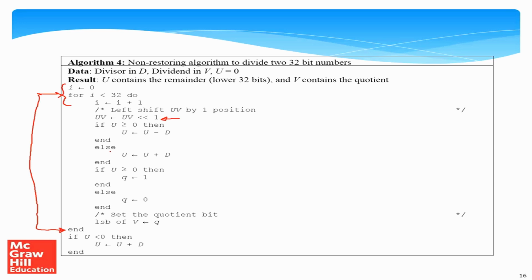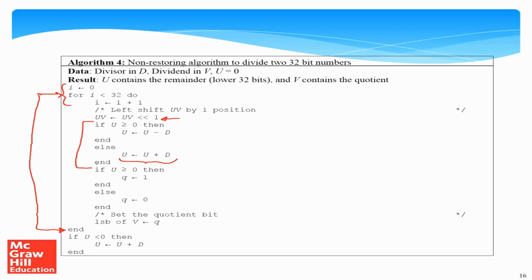And then in the subsequent iterations, the number can remain negative. That's the reason in any iteration, if we find u to be negative, we'll add the value of the divisor d, right? So this is one if statement. What it's saying is that we take a look at the sign of u. If it's positive, we subtract the divisor. If it's negative, we add the divisor.